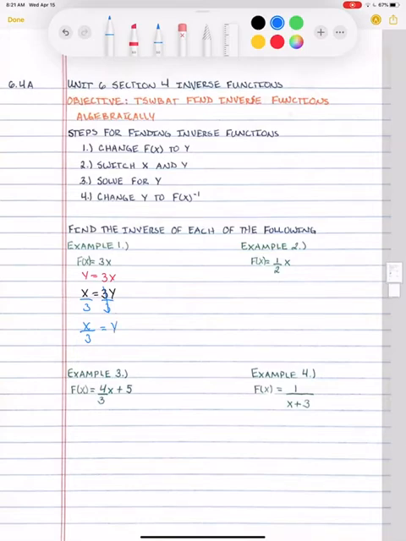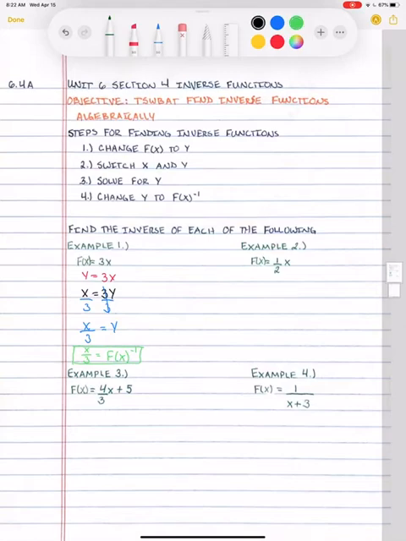Last step is to change y to f of x to the negative 1 power. So I have x over 3 equals f of x to the negative 1 power, and this is my inverse function. x divided by 3 and 3 times x are inverse functions.